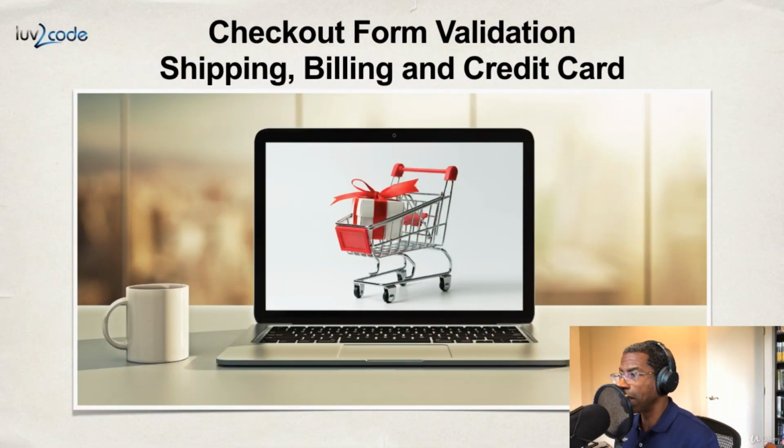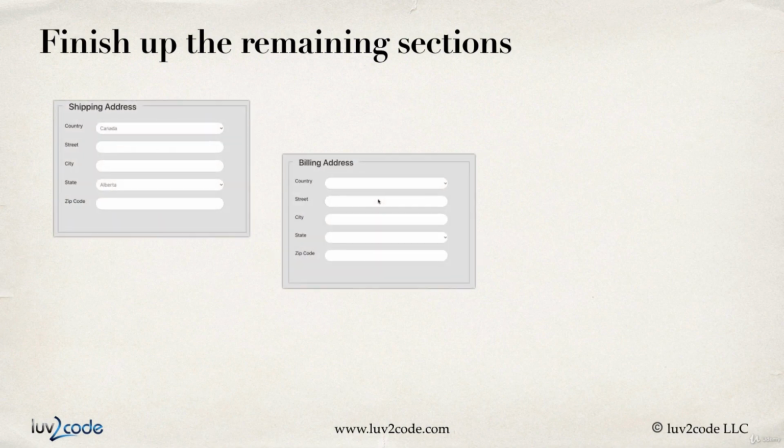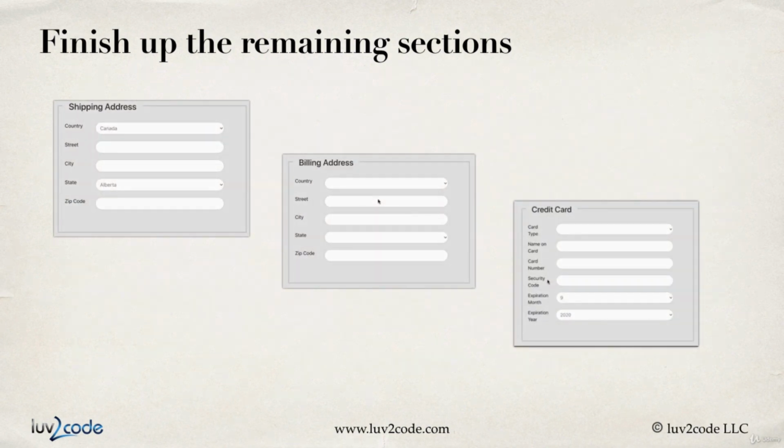In this video, we'll cover the checkout form validation for shipping, billing, and credit card. Basically, what we want to do here is finish up the remaining sections for shipping, billing address, and credit card. And we'll add the validation here for these sections.